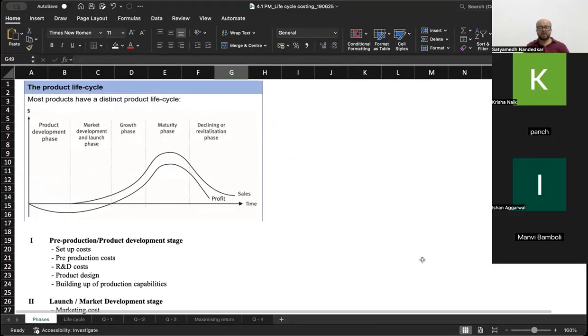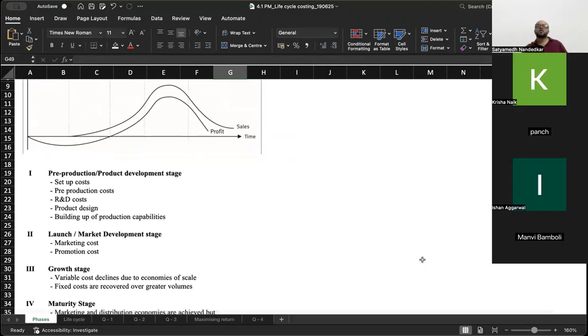If I were to go back to our Excel notes that we have prepared, the formula, the discussion on life cycle costing is probably, as I said, the easiest. So let's quickly go through the sheet to recap. How does life cycle costing work? Every product has 5 very distinct phases. The pre-production or the product development stage, where you are setting up the machinery, doing pre-production work, research and development, product design cost, building up production capabilities. So all of that is the pre-production stage. When the product is yet to be launched, you are only incurring cost. You have still not started earning any revenue.